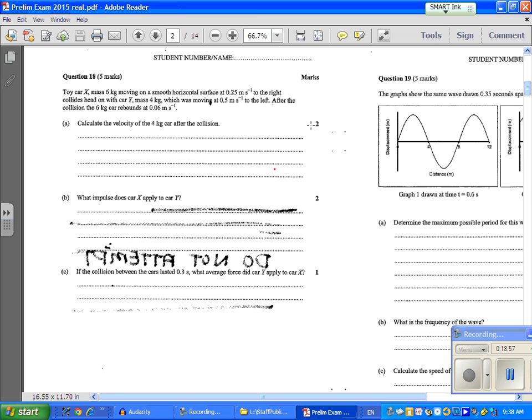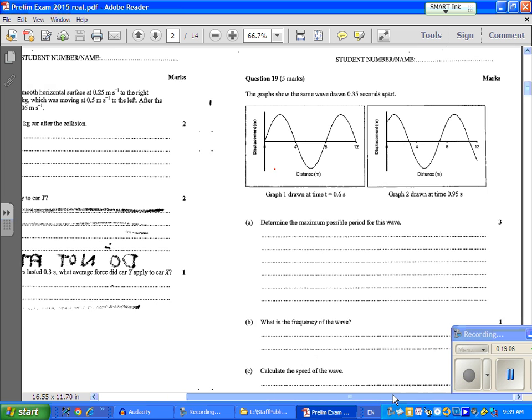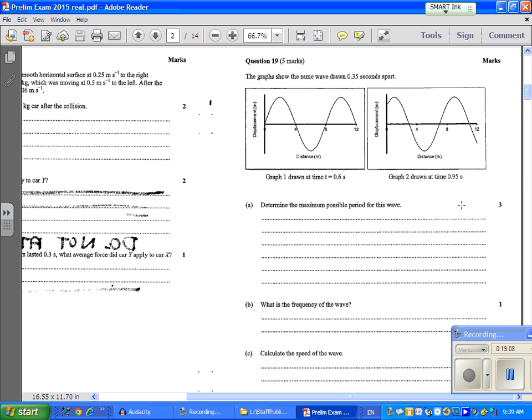Oh, the first one, I didn't use V equals IR. Can I get a mark back? You got the marks you got.